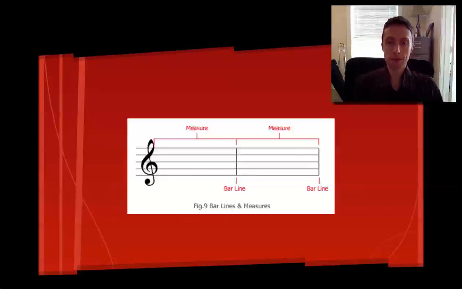Here's what that looks like. You can see the measure is the sort of open chunk there, and then the bar line, that vertical line that goes up and down, that's the bar line. So measure is the same as bar, and then the bar line is the thing that sort of divides them up.